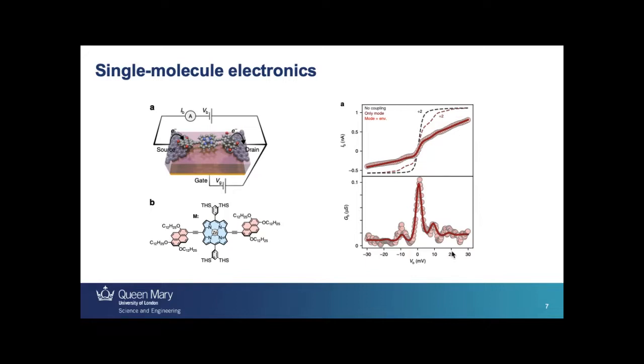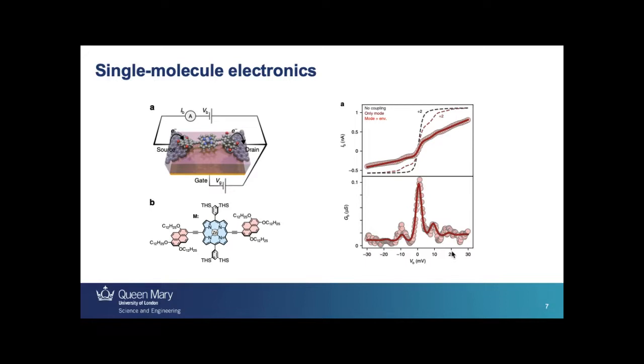And again, we use the same kind of way of measuring. So we can apply a bias voltage across the molecule, so the current starts flowing, and we have a third electrode, a gate electrode, that allows us to move the energy level of the molecule up and down. And whenever the energy levels of the molecule align with the Fermi energy of the electrodes, you get a peak in the conductance, so you get electrons going across.